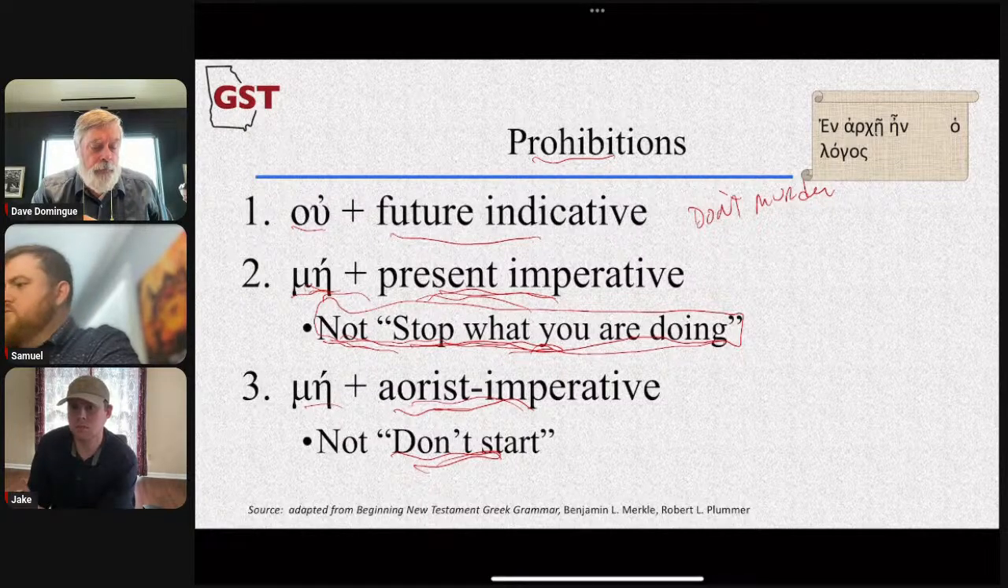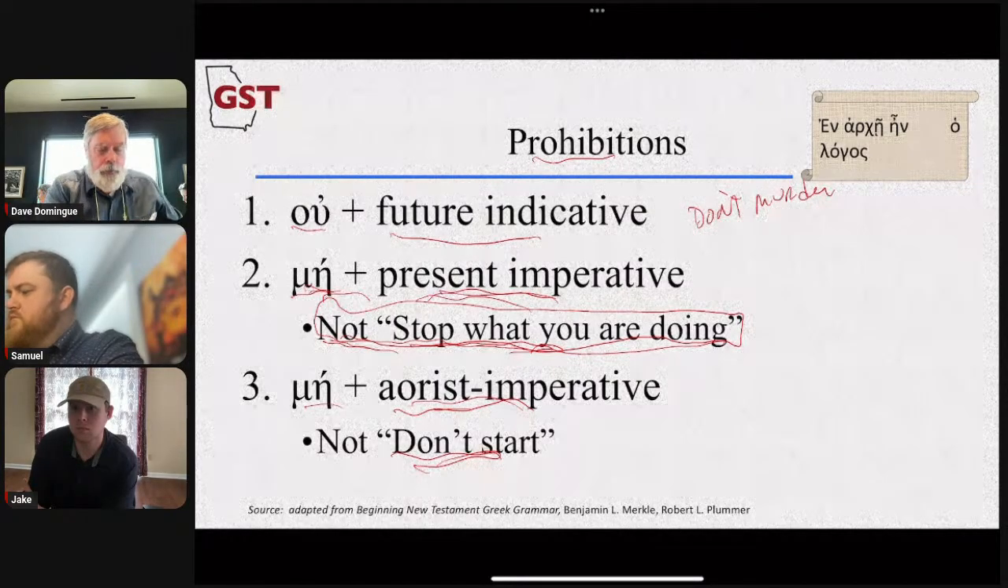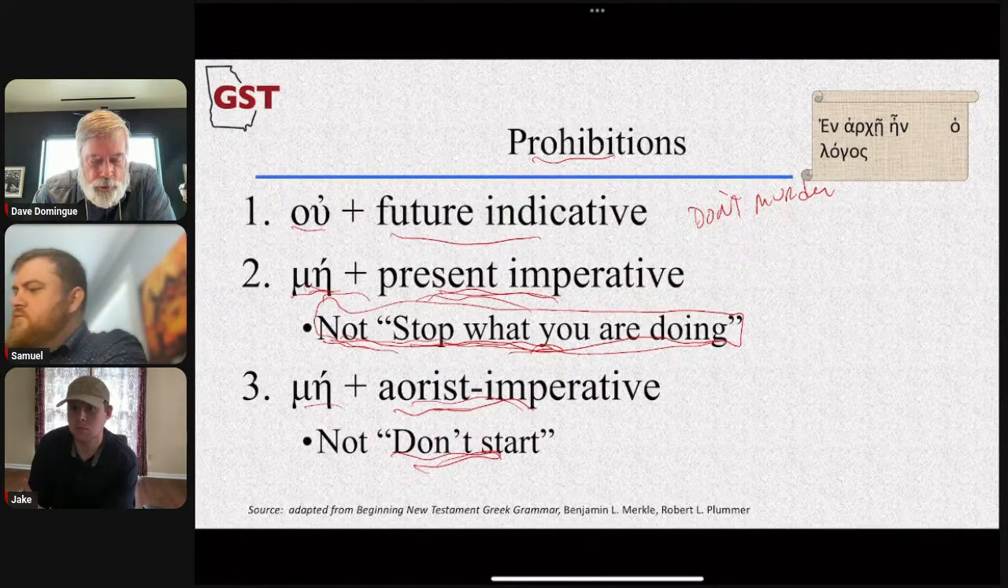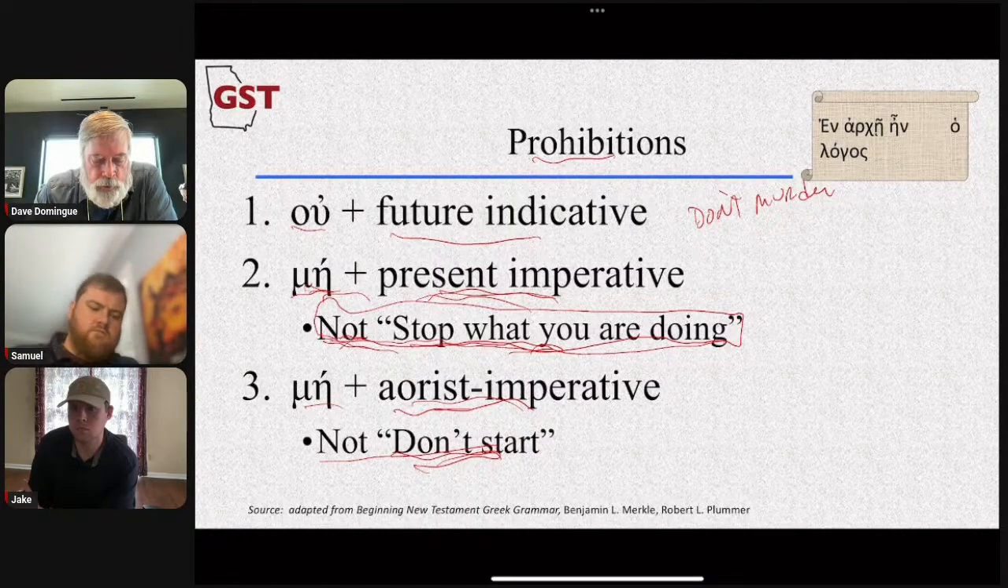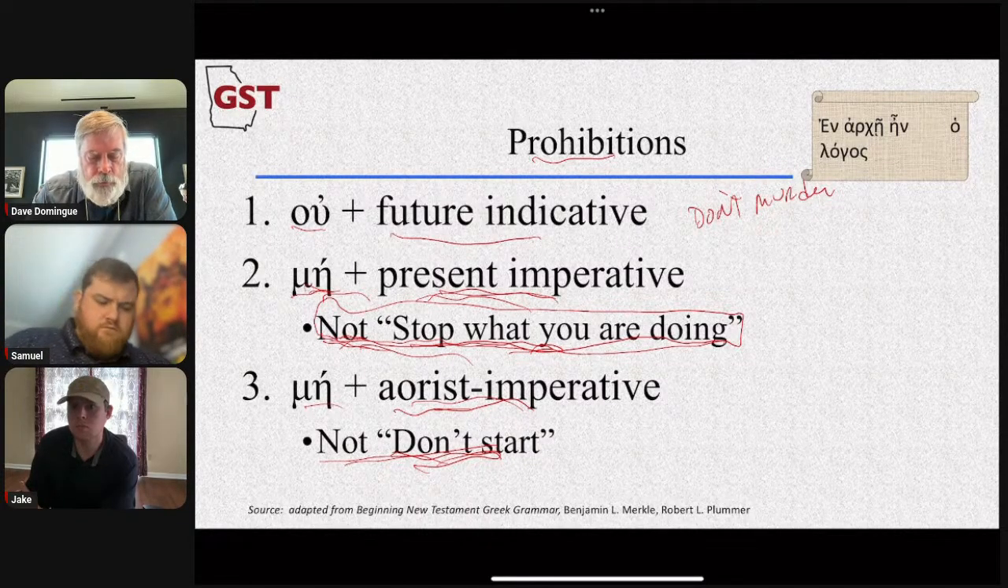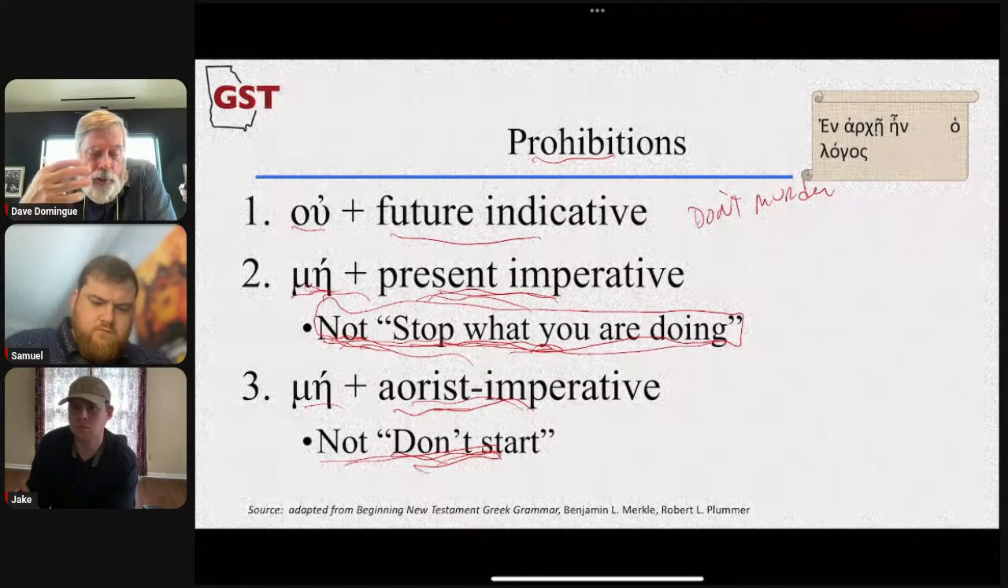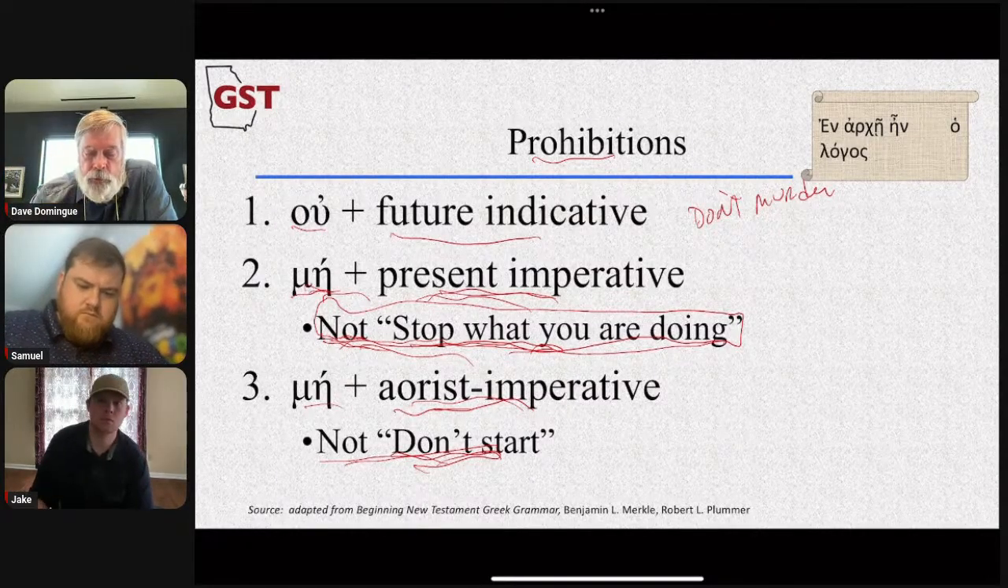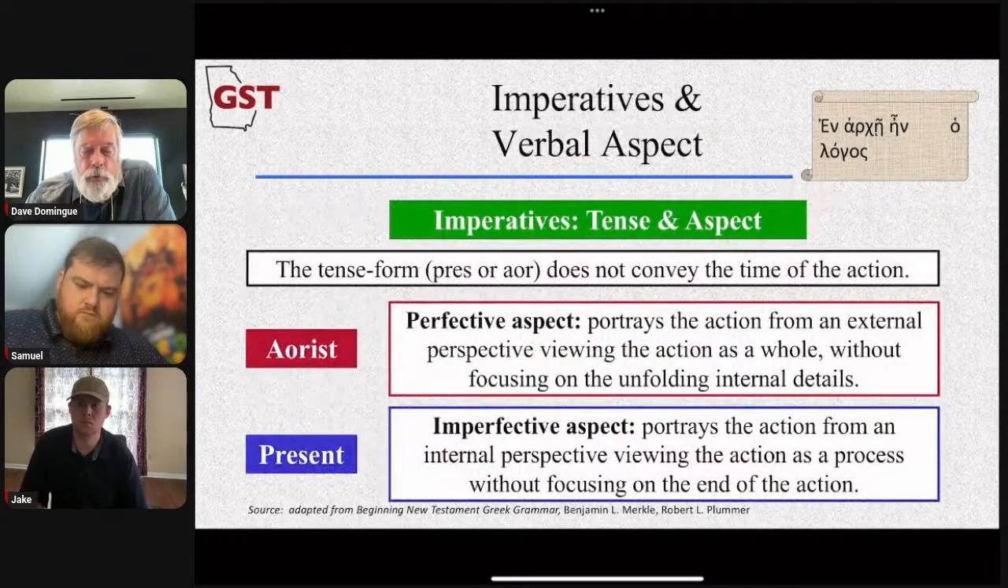While the perfective tends to be used for specific commands or specific cases. And so that was something to bring out. That's why this chart says it doesn't mean don't start. It doesn't mean stop what you're doing. The implication is that they're already doing it, and that's not what they're saying.